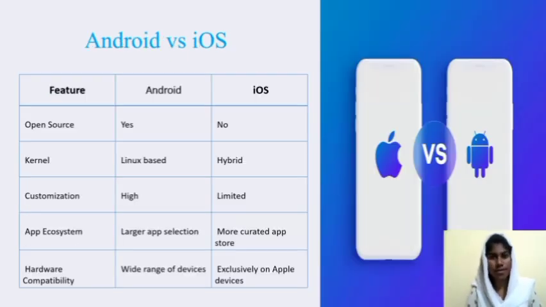Android versus iOS. Android is an open source OS and iOS is a closed source OS. Android has Linux based kernel and iOS has hybrid kernel. Customization is high in Android, customization is limited in iOS. App ecosystem. Android has larger app selection, iOS has more curated app store. Hardware capability. Android has a wide range of devices, iOS is exclusively on Apple devices.